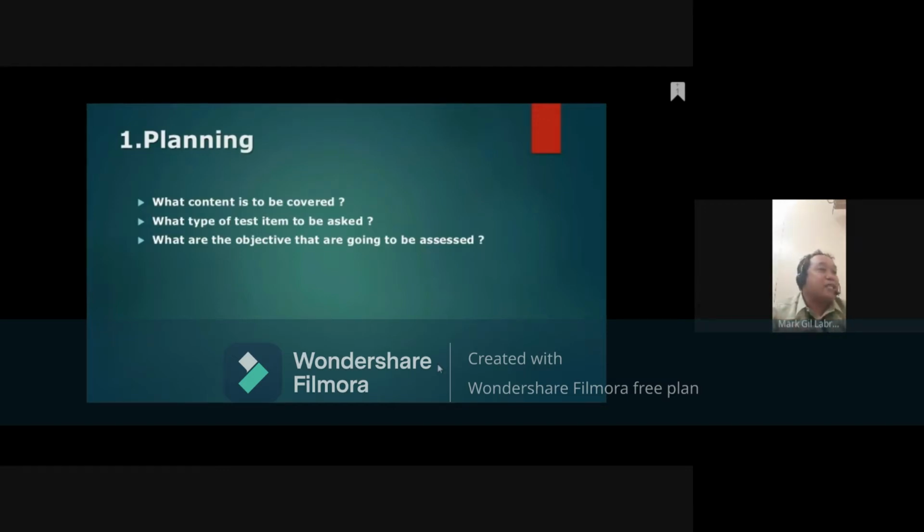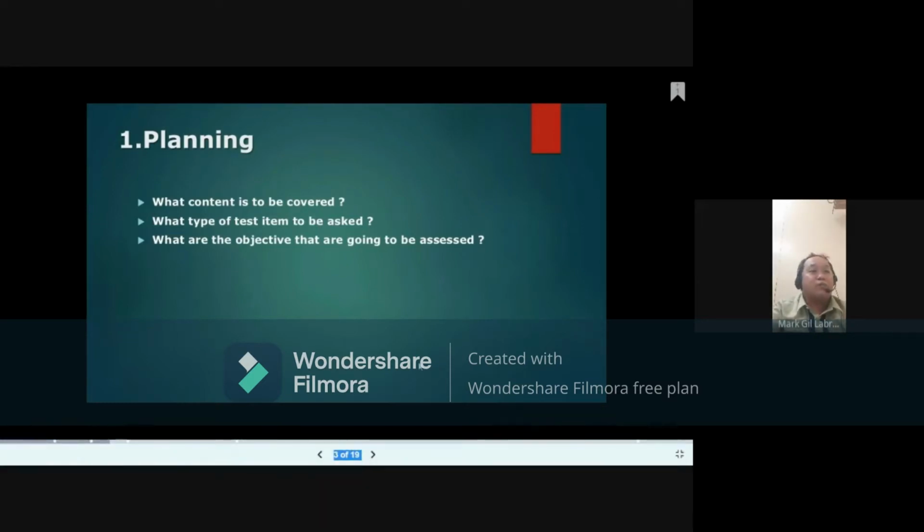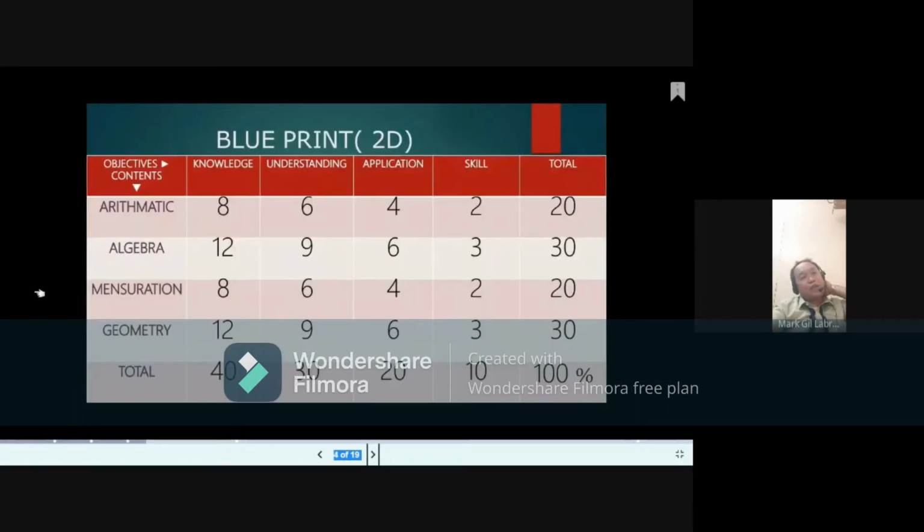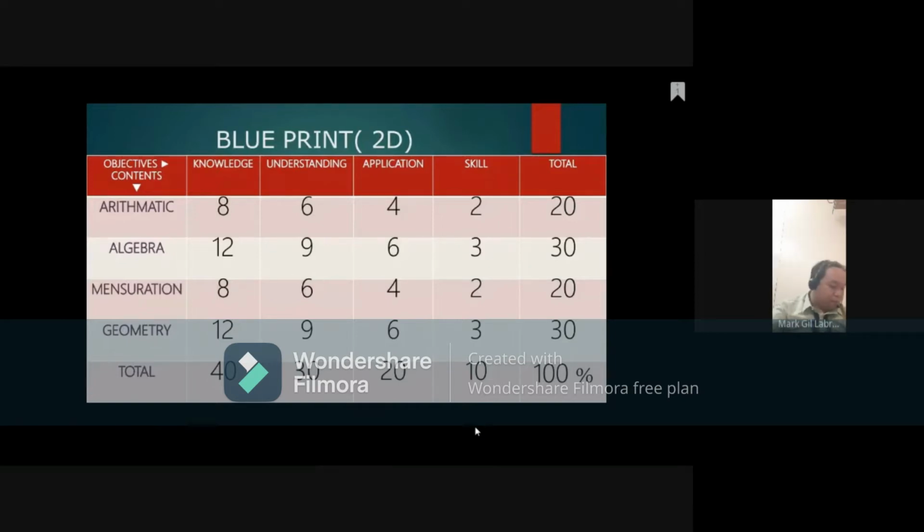The second one is what type of test item to be asked. Also, it is part of the plan. And what are the objectives that are going to be assessed? For example, the table of specification that we made, for teachers preparing an exam, serves as our blueprint. Do you know what a blueprint is? What is a blueprint, by the way? Outline, sir. Its shape, so to speak.